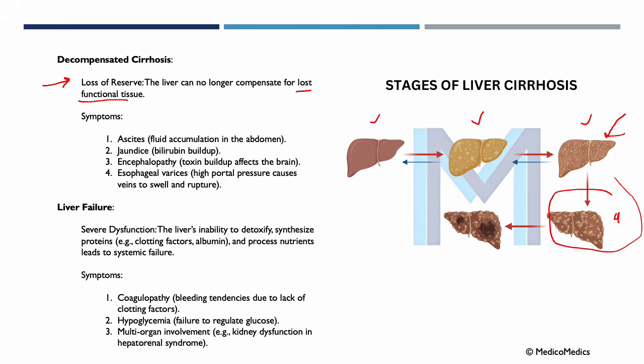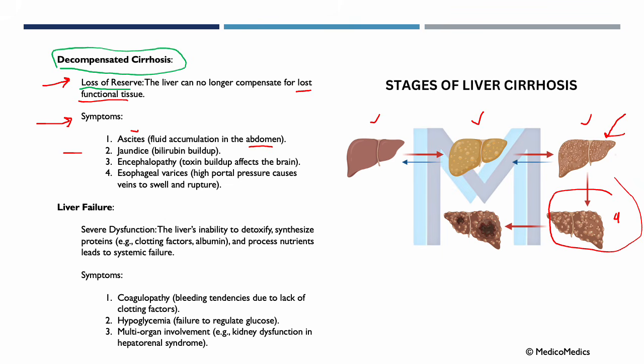So this tells us something, which is that up until we reach this stage, decompensated cirrhosis, the liver seemingly is compensating for lost functional tissue. But now we have reached a stage where there is a loss of this reserve. So what will then be the expected clinical picture? Well, symptoms here include ascites. What is that? It is fluid accumulation in the abdomen.